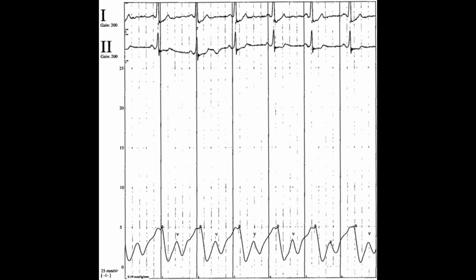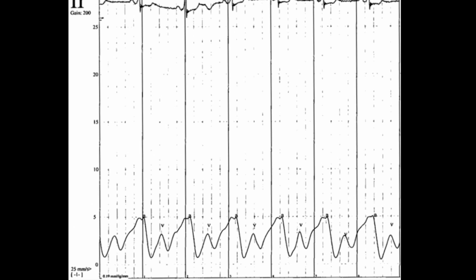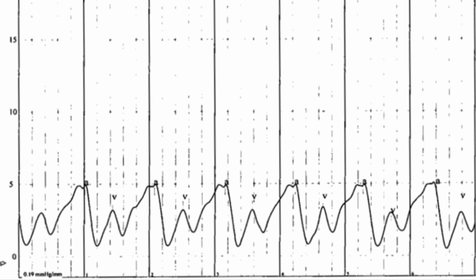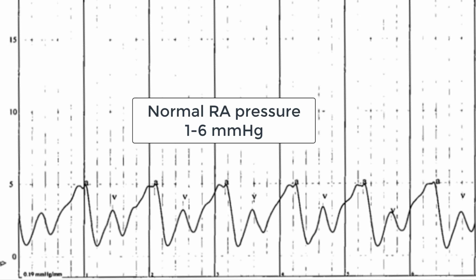you would estimate only half of the area under the waveform curve would be filled in. In this tracing, the mean pressure is estimated here with a pressure value of 3. The normal value for mean right atrial pressure is between 1 and 6 millimeters mercury.